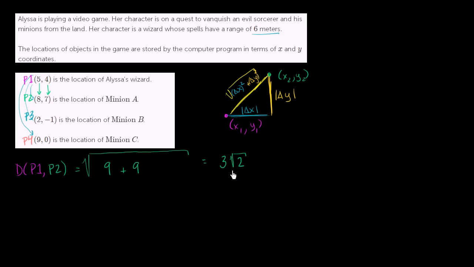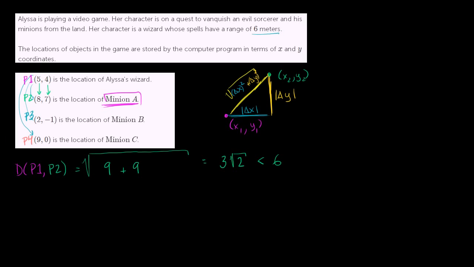Now, is this more or less than 6? Well, 3 times 2 is equal to 6. Square root of 2 is less than 2. It's 1 point something. So this right over here is going to be less than 6. So P2 is in range. Alyssa's wizard can get minion A. Minion A she can attack.